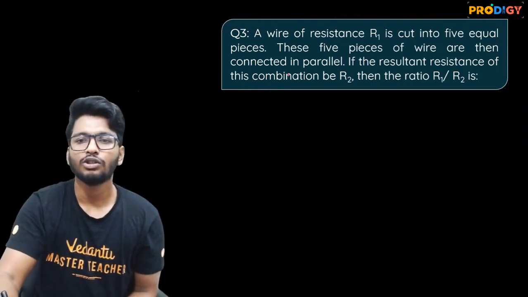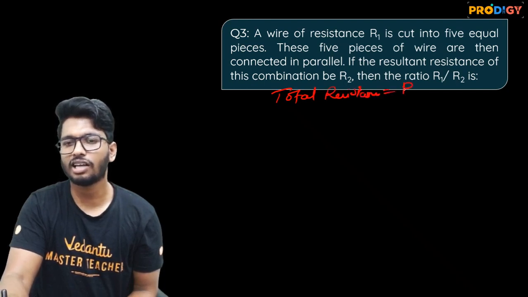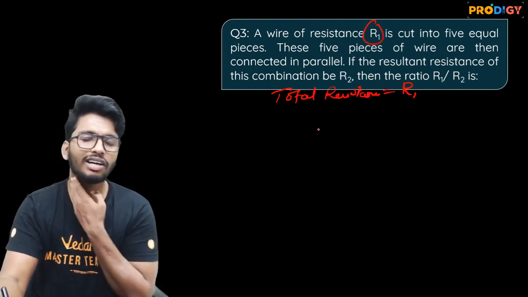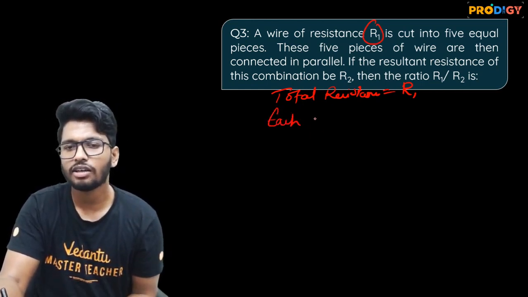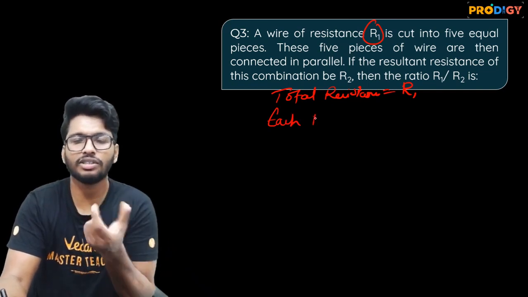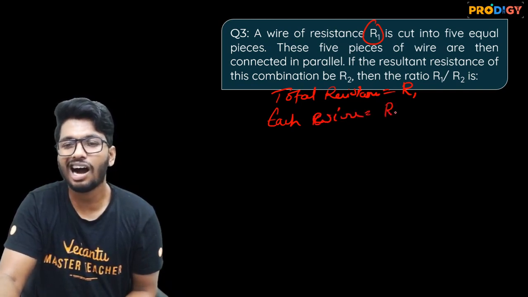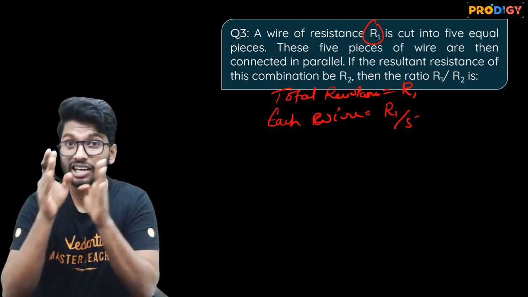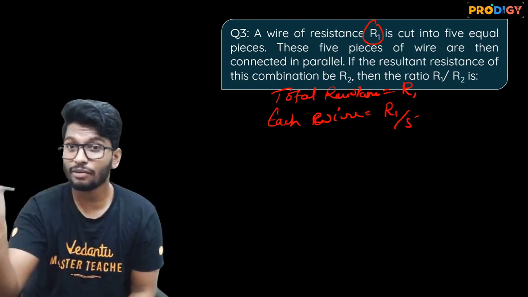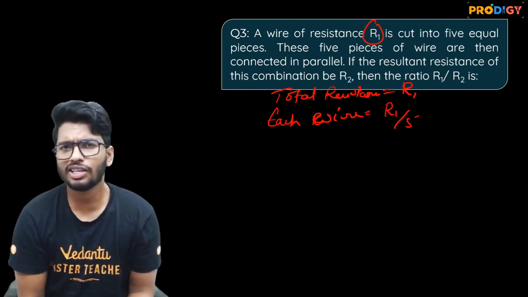Let's say this, guys. The total resistance of the wire is given as R1. Now if you cut it into 5 parts, what would be the resistance of each wire? It will be R1 divided by 5. Why? Because R1 is the total resistance, and you're dividing it into 5 equal parts. So the resistance of each and every wire will be R1 by 5.